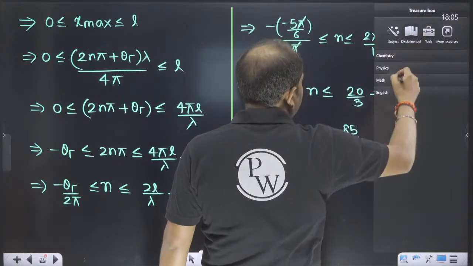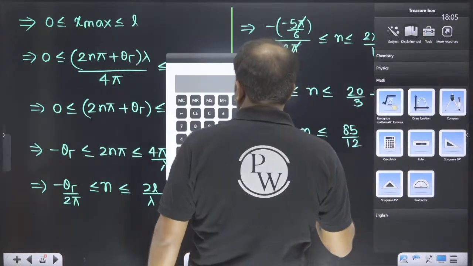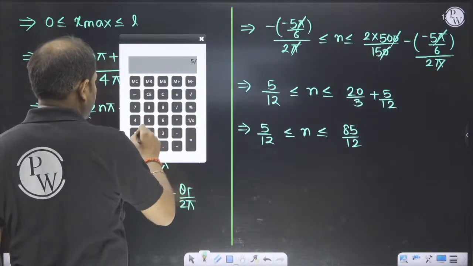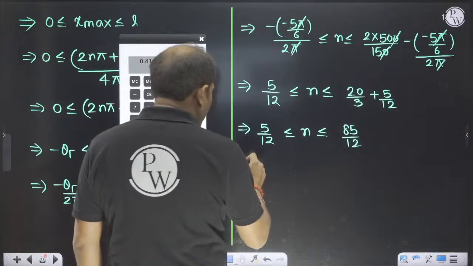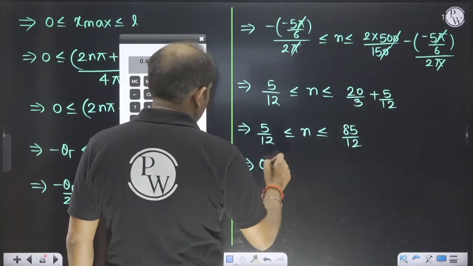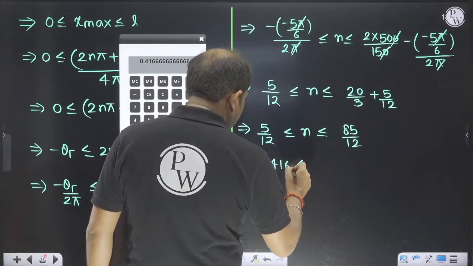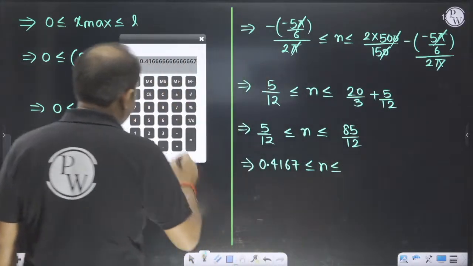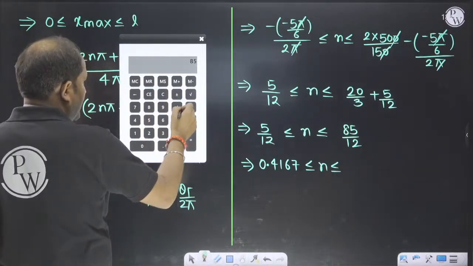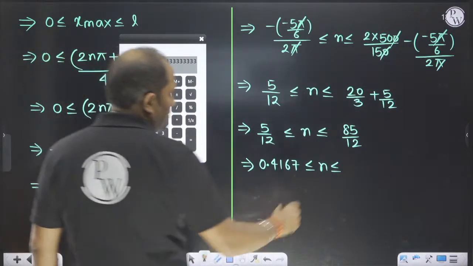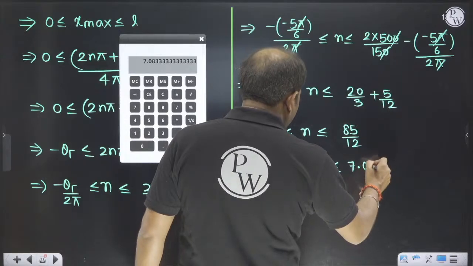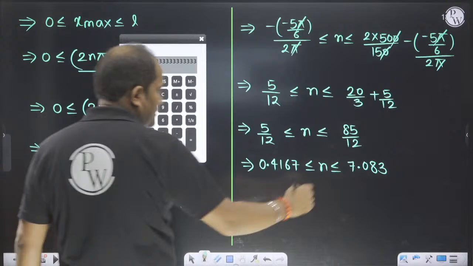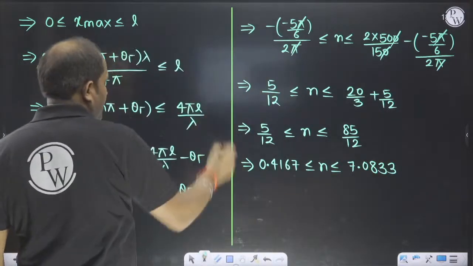Then after that I will calculate the range in decimal value. So in decimal value what will it be? 5 by 12 will be 0.4167, and 85 by 12, 85 divided by 12, will be 7.083.